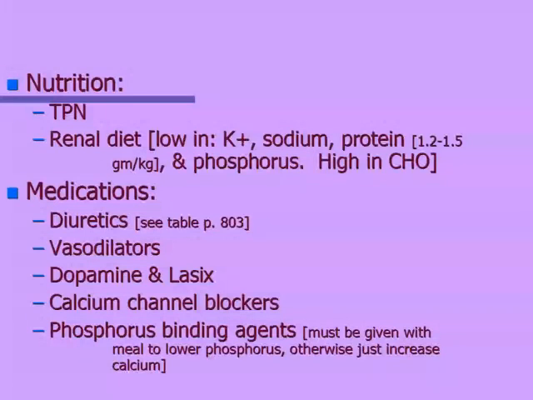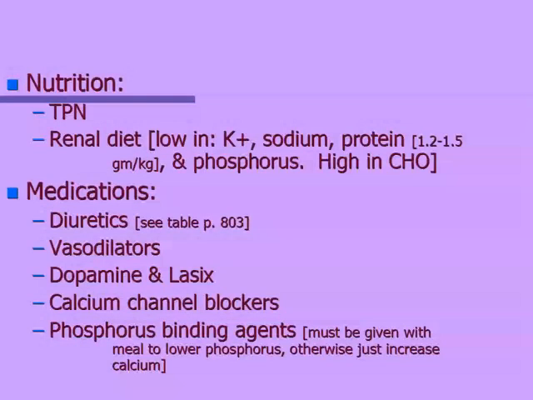Medications, diuretics, they're on a table on page 803. Both osmotic and loop diuretics will be given. Your textbook says loop diuretics help the clinicians feel better because you get a rapid output, but they don't affect the patient outcome necessarily if you're in the oliguric acute kidney injury, acute renal failure. Vasodilators, dopamine and Lasix. We talked about low-dose dopamine that can be given. Calcium channel blockers because they're vasodilators.